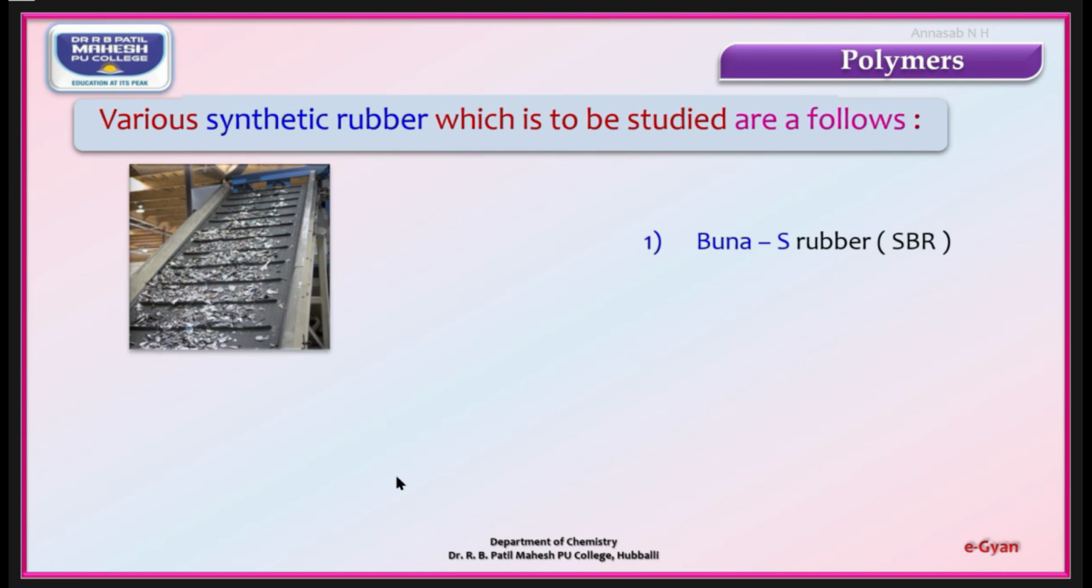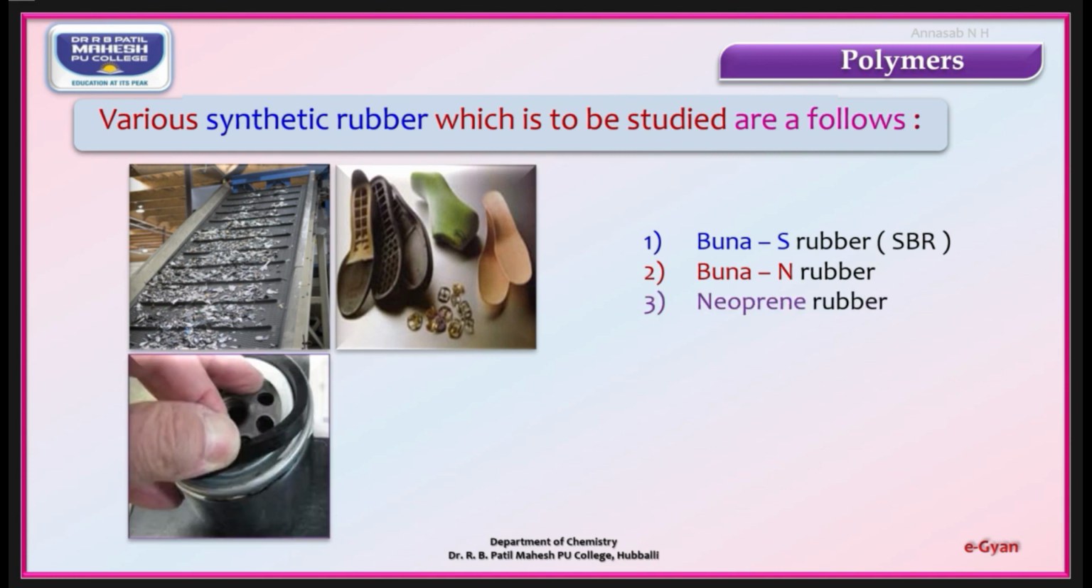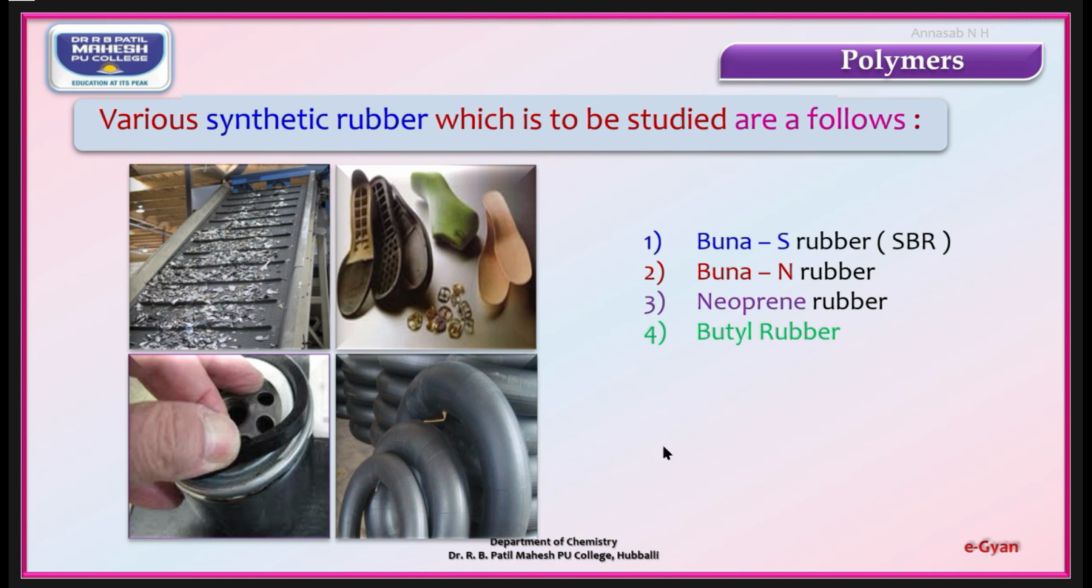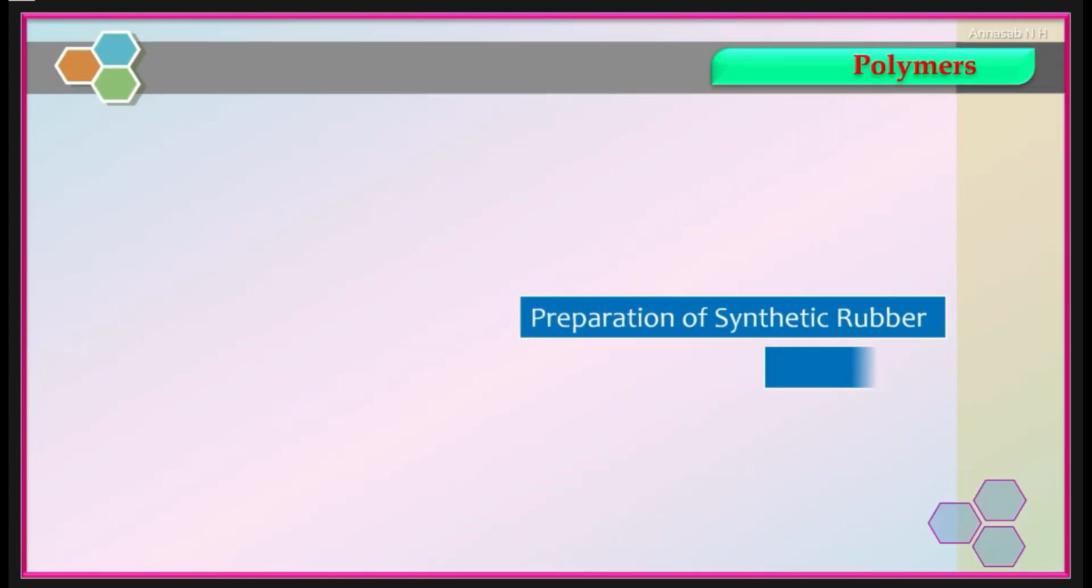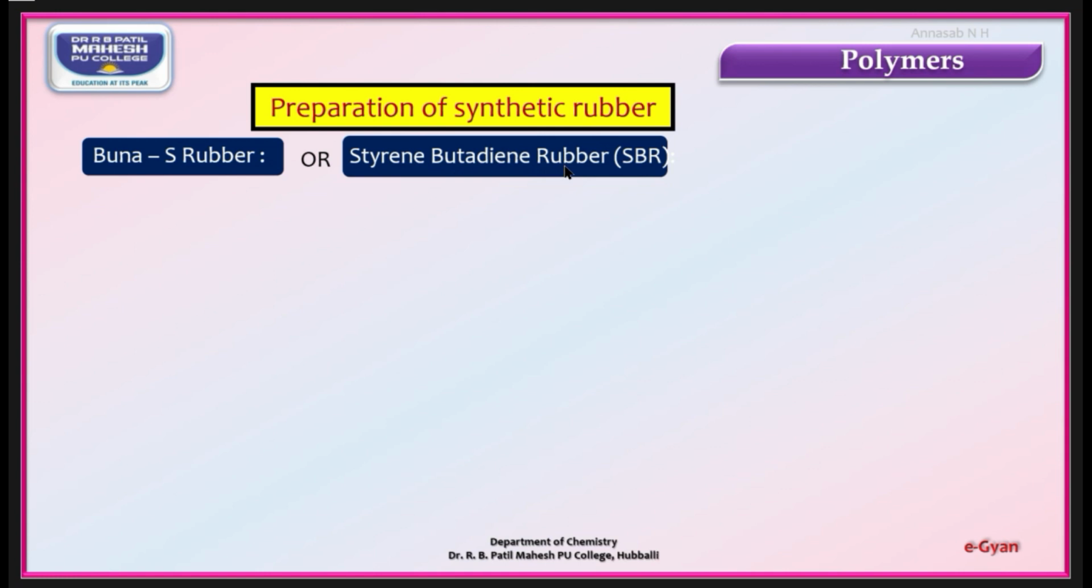So we are going to learn the various synthetic rubbers: Buna S, Buna N, neoprene and butyl rubber. These are the 4 different types of synthetic rubbers. These do not come under natural rubber. Let us learn the preparation of synthetic rubber. In that, Buna S and Buna N we learn. First one, Buna S rubber, which is also known as styrene butadiene rubber, SBR.